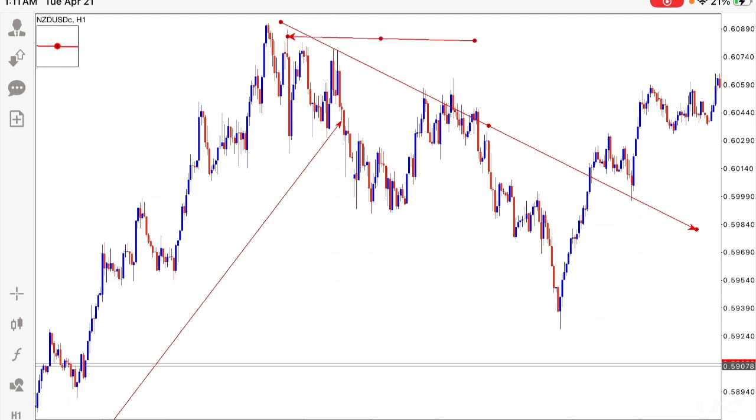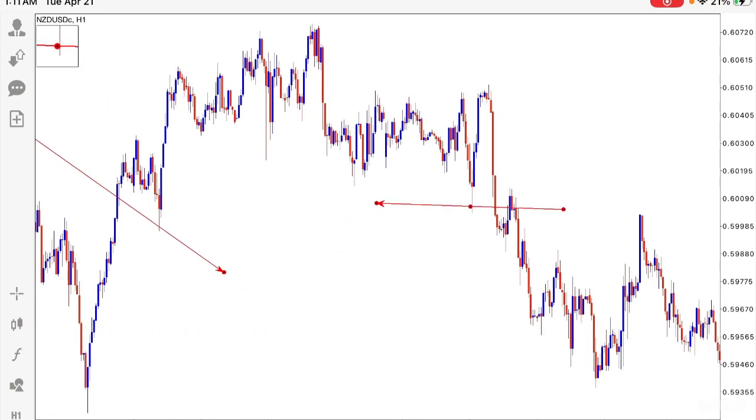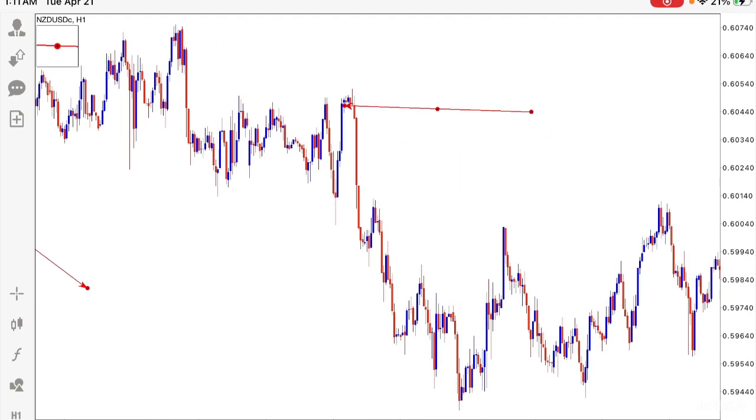Between here and here is a perfect downtrend in the market. And then let's look for some kind of a perfect downtrend, which we could see here: low, lower high, low, lower high, low, lower high, low, lower high, lower low. That's a perfect downtrend there.